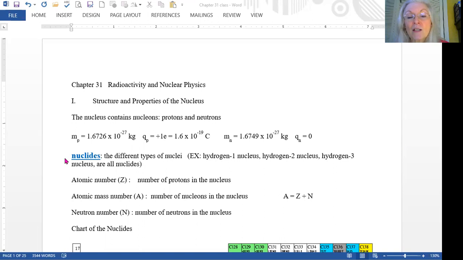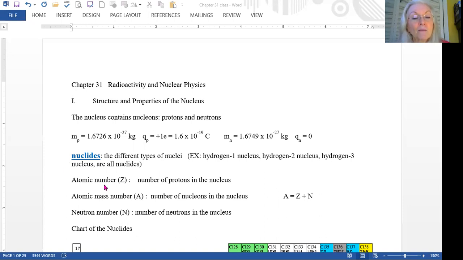So hydrogen 1, and that's because we're talking about the nucleus itself. With an isotope, you have the nucleus and the electrons to discuss. So there's a fine difference between nuclides and isotopes. And that's in nuclides, we only care about the nucleus. So you have hydrogen 1, the hydrogen 1 nucleus, the hydrogen 2 nucleus, the hydrogen 3 nucleus. These are all nuclides.